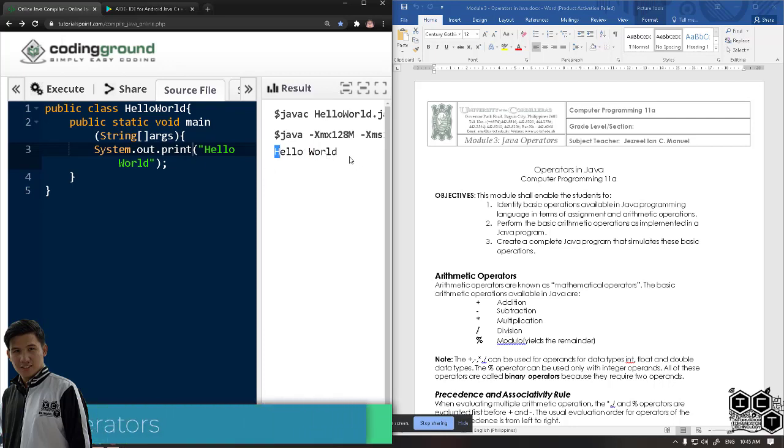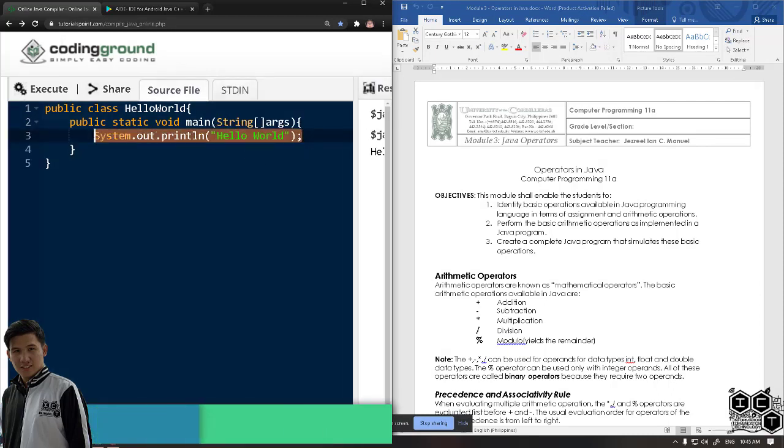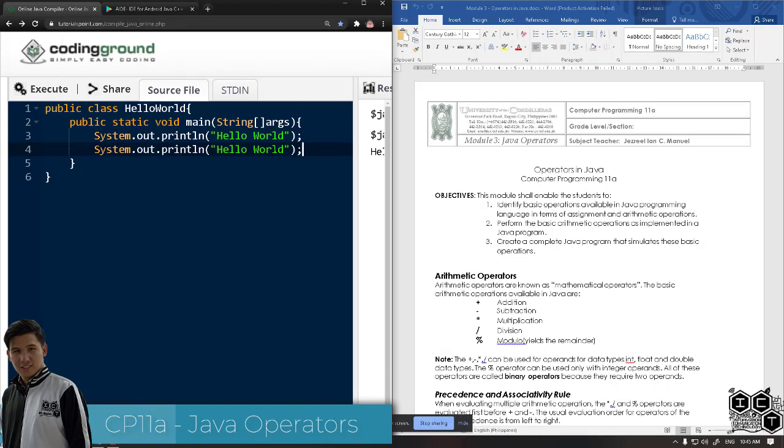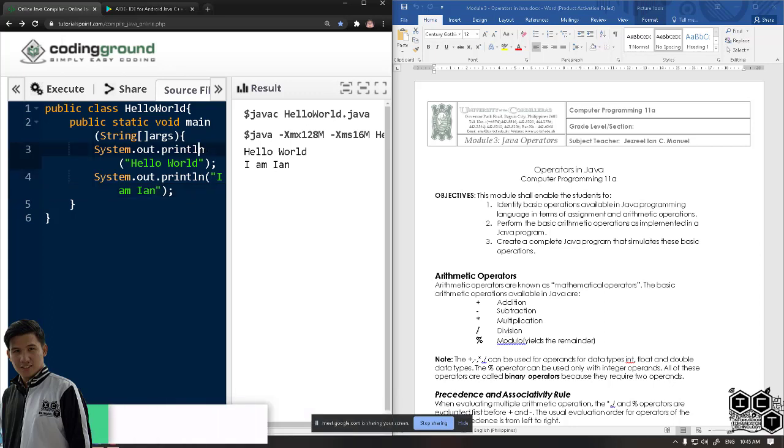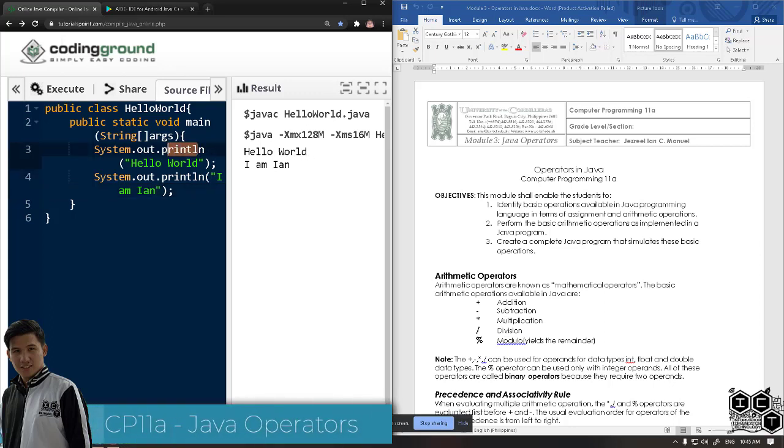Pero kapag print lang yan, yan, dito na yan next. So, in order for us to understand kung paano yan, kasi for example, ito, I am Ian. Now, once we execute that, and let's see what will happen. Yan. Diba? Pag sinabi kasi nating print line, again, I printed out hello world here, followed by a next line. Kasi nga print line yan, I am Ian, followed by another next line.